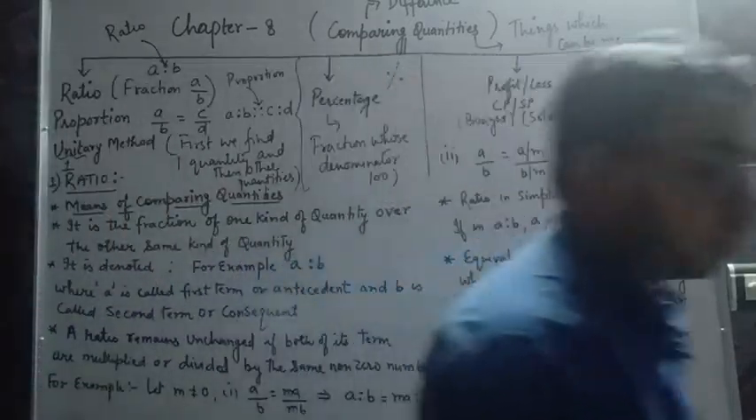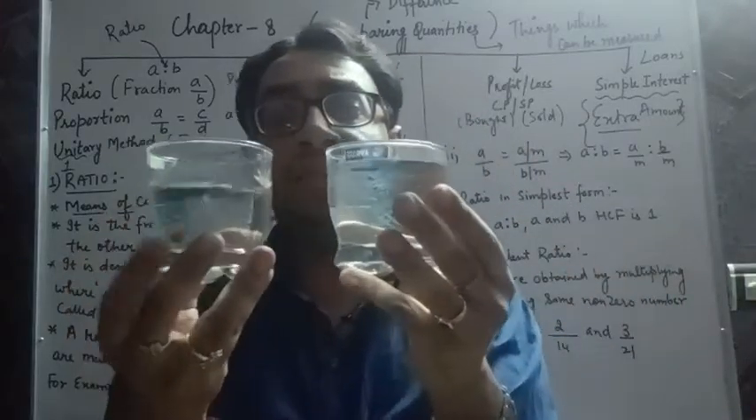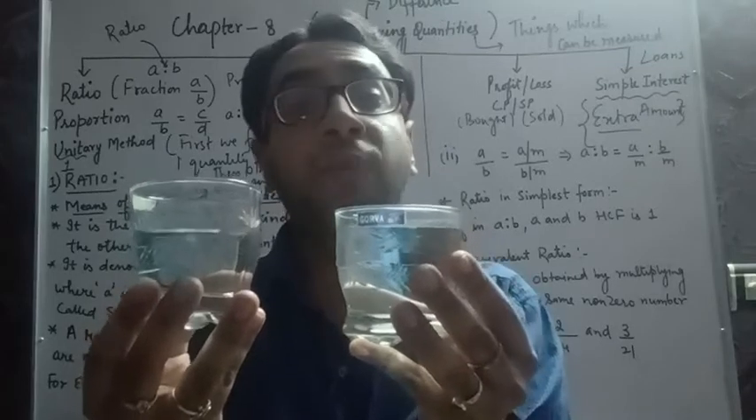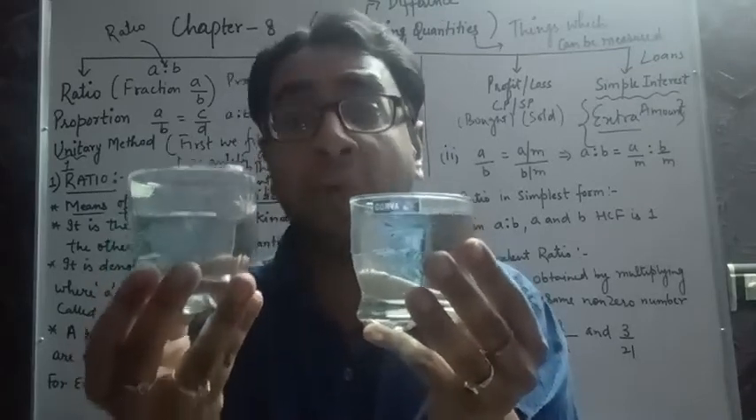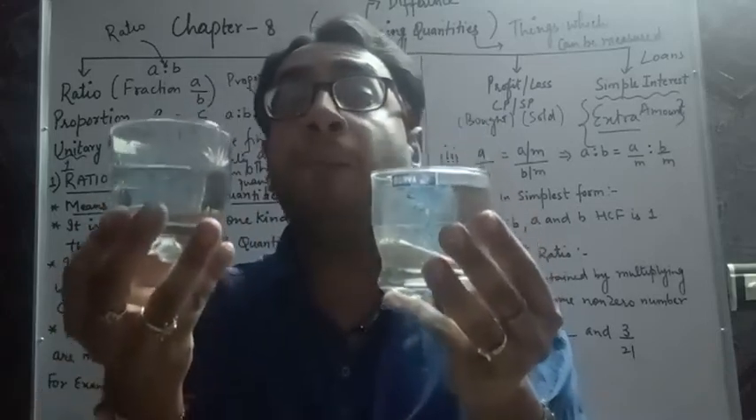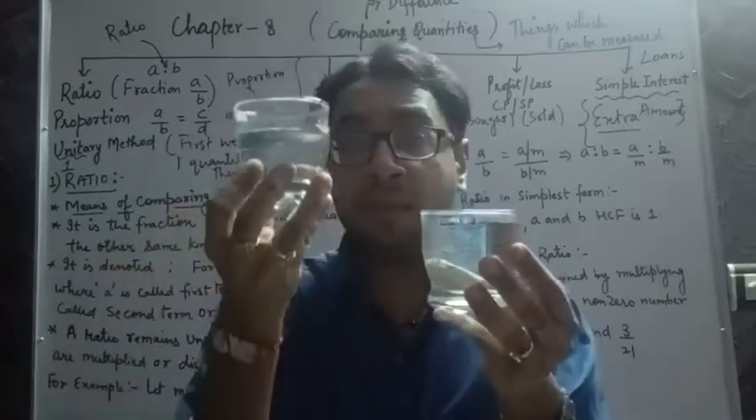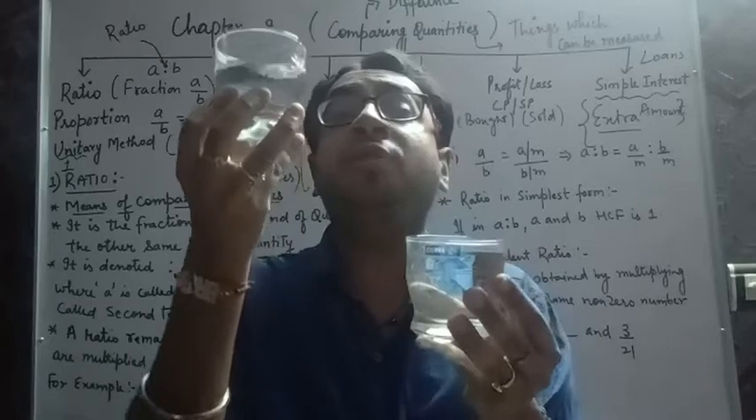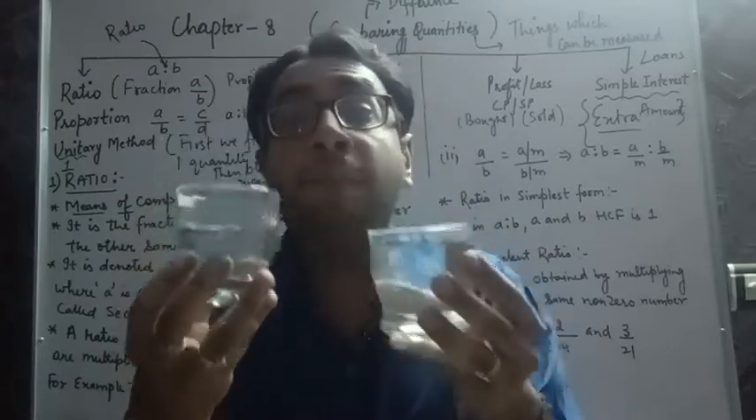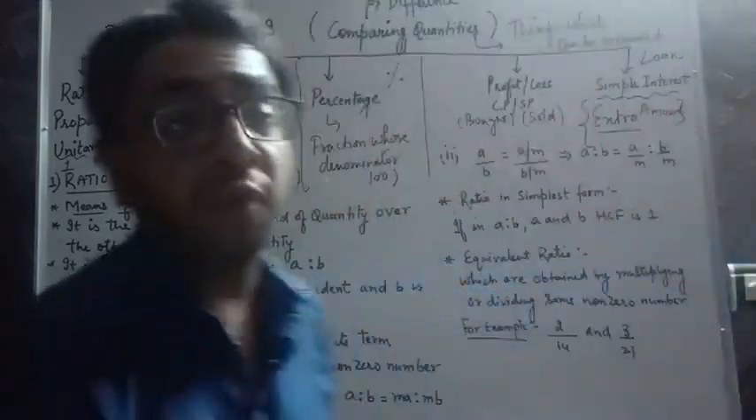I'll show you what I'm doing right now. This glass is half filled and this glass is full. Half filled and full. What I'm doing right now is comparing. If I say this glass is half filled and this glass is full, I'm comparing the two things. This is what ratio means. For example, if I say this glass contains 4 milliliters of water and this glass contains 8 milliliters of water, again I'm comparing. Clear with this? So ratio is one of the means of comparing quantity.